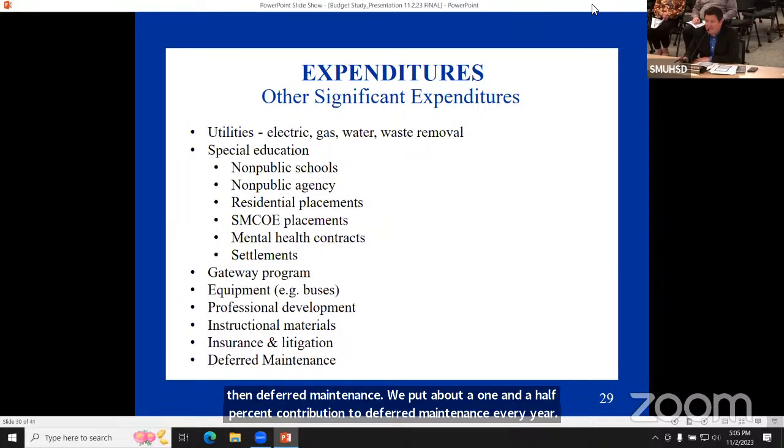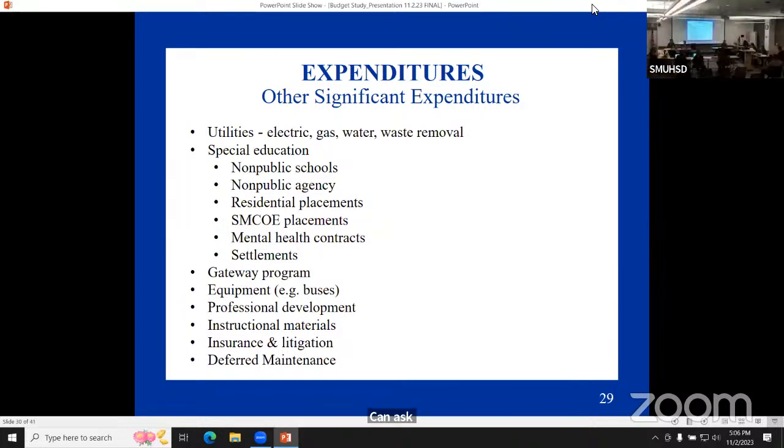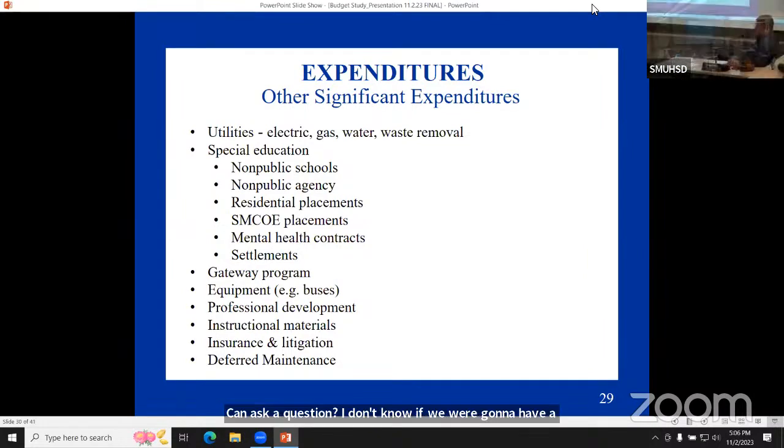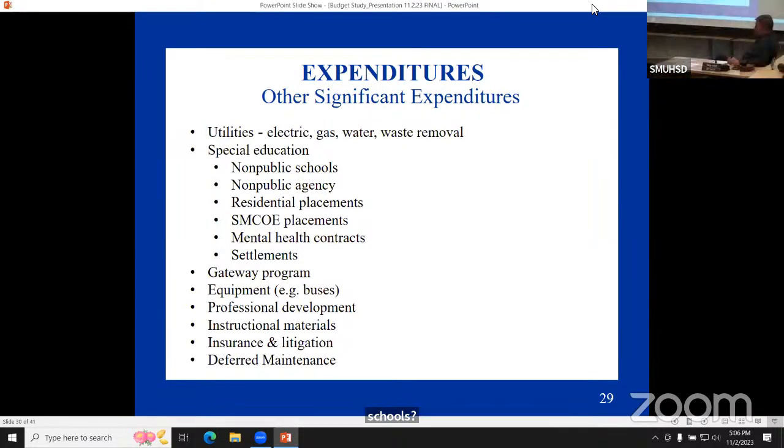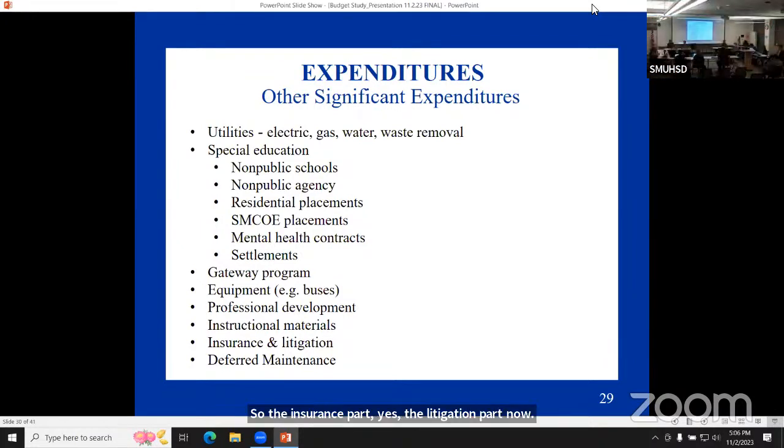Can I ask you a question? I don't know if we were going to have a discussion about litigation and insurance. Could we actually have some sort of conversation in public, or does it have to be a private closed session? So the insurance part, yes. The litigation part, no. What do you mean, President Land, about conversation? Be a little more specific.